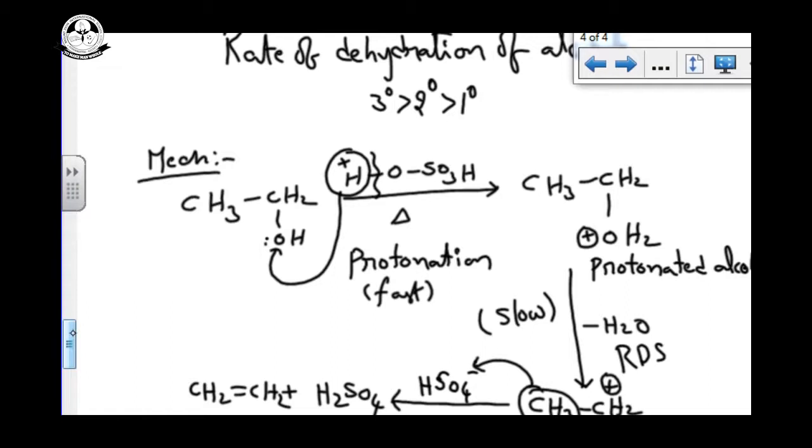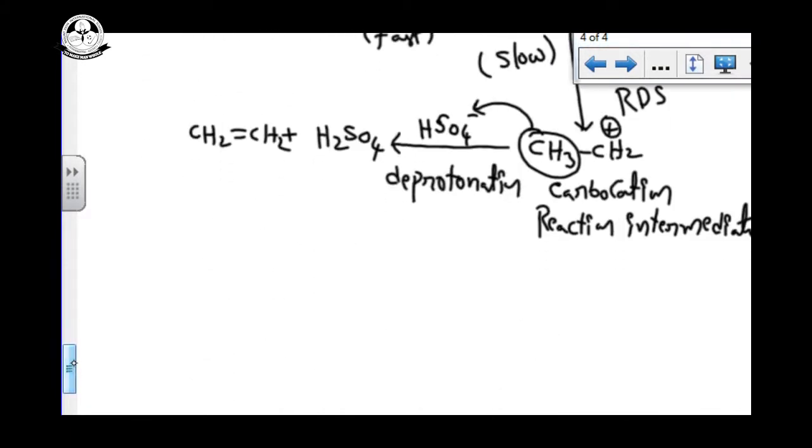Protonation and deprotonation of alcohols. So we can see here, sulfuric acid can act as a catalyst. What does catalyst mean here? In the first step we provide the H plus, and in the last step we take the H plus back and it becomes sulfuric acid again. So sulfuric acid acts as a catalyst here. Anyway, the reaction intermediate here is carbocation.